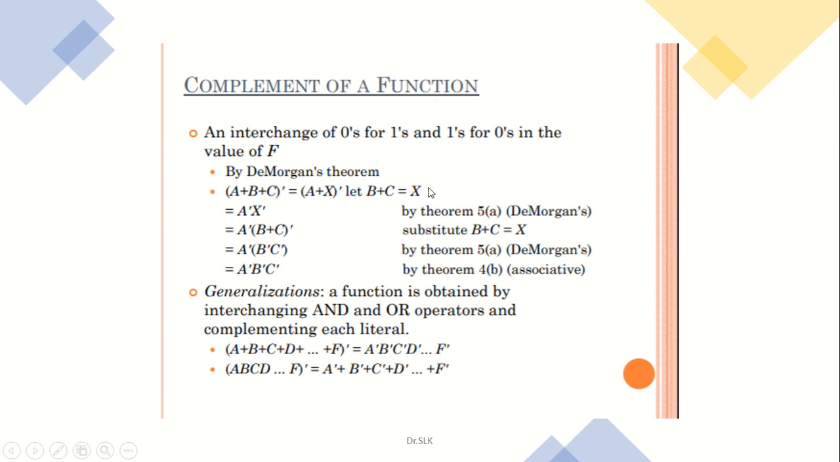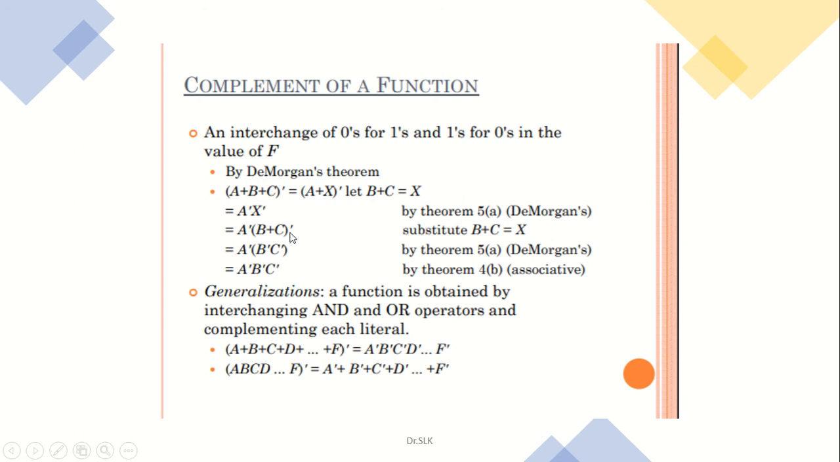Let b + c be your x. Now (a + x) bar can be given as a bar into x bar. This is by using theorem number 5a, that's De Morgan's theorem. Now instead of x, you replace it by (b + c) the whole bar.